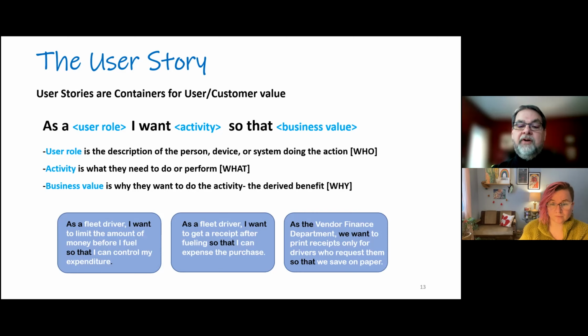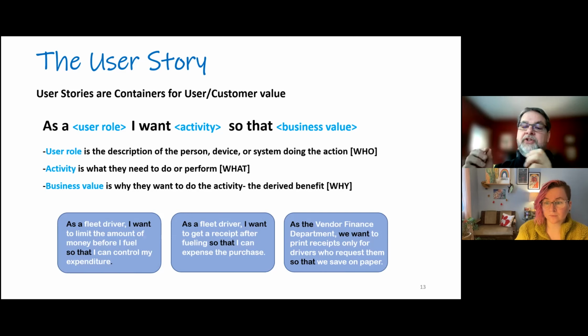Again, here's the fleet driver. They want to get a receipt after fueling so they can expense the purchase. The value, the why, is that I want to expense the purchase. I have to have a receipt for that because finance requires it. And as the finance department, the gas station only wants to print receipts for drivers who request them, so they save on paper. So there's this whole idea again of who, what, and why.